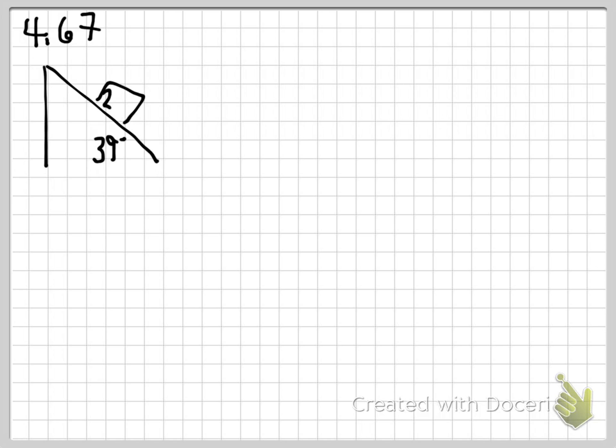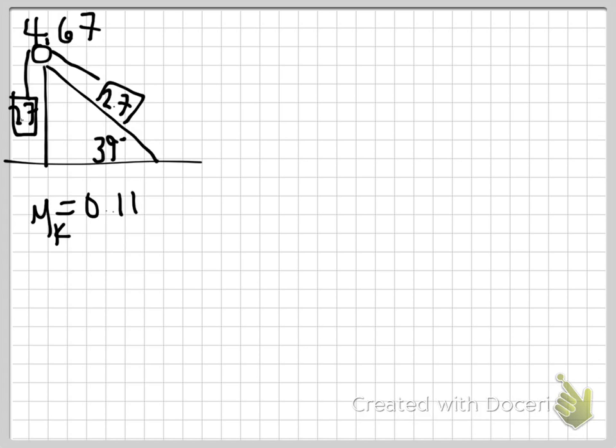and that's 2.7 kilograms. This is connected over the top pulley. Mass B is the same, 2.7 kilograms. Mu K is 0.11. Let's see, what is the question?